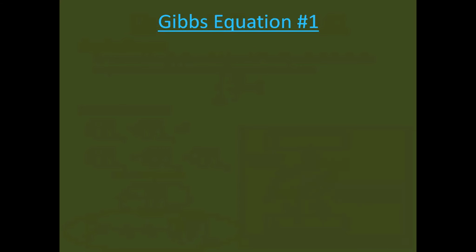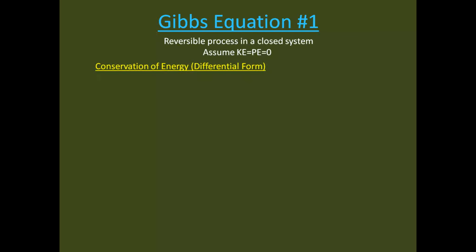So for Gibbs equation 1, we're going to look at a reversible process in a closed system, and we're going to assume that the kinetic energy and the potential energy are equal to 0. So to get the Gibbs equation, what we do is we take the conservation of energy in its differential form. So the conservation of energy says our energy transfer is going to equal our change in the energy of our system. And since kinetic and potential energy are 0, we're just looking at internal energy.